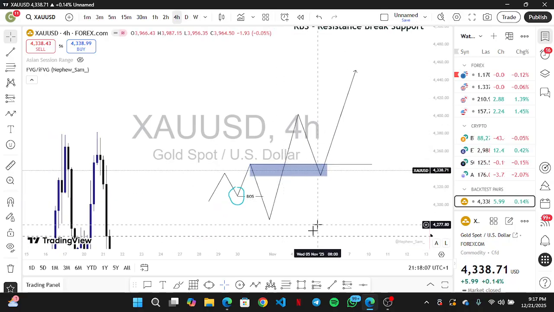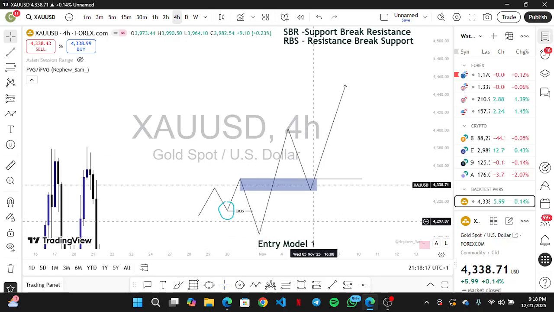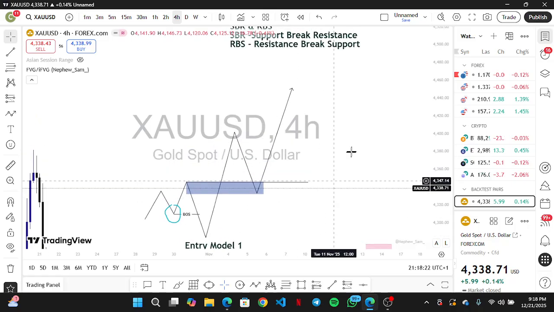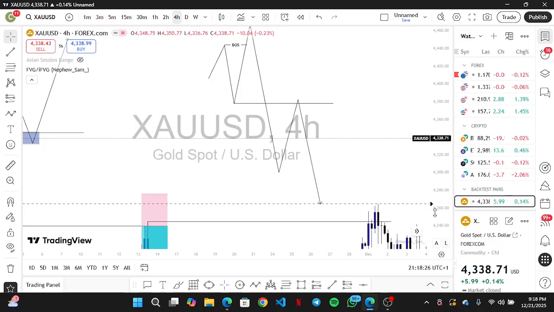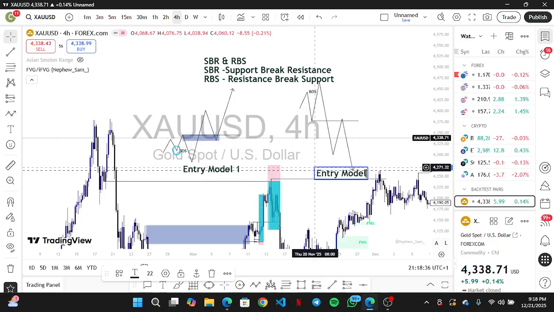So this is the first entry model. I'll name this one entry model one. And this is entry model two here, right here. Entry model two. Now this is just the basic model I use.